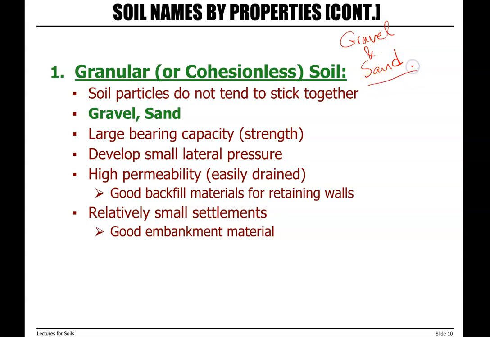And coarse grained soil, gravel and sand, if you tried before, if you pick some sand in your hand, you see that the particles don't stick together. That's because there is no cohesion between the particles. So gravel and sand are cohesionless material. That's why it's called granular or cohesionless soil. Soil particles do not tend to stick together. We said that these are coarse grained soil, which means that they are larger than 0.075 millimeters.